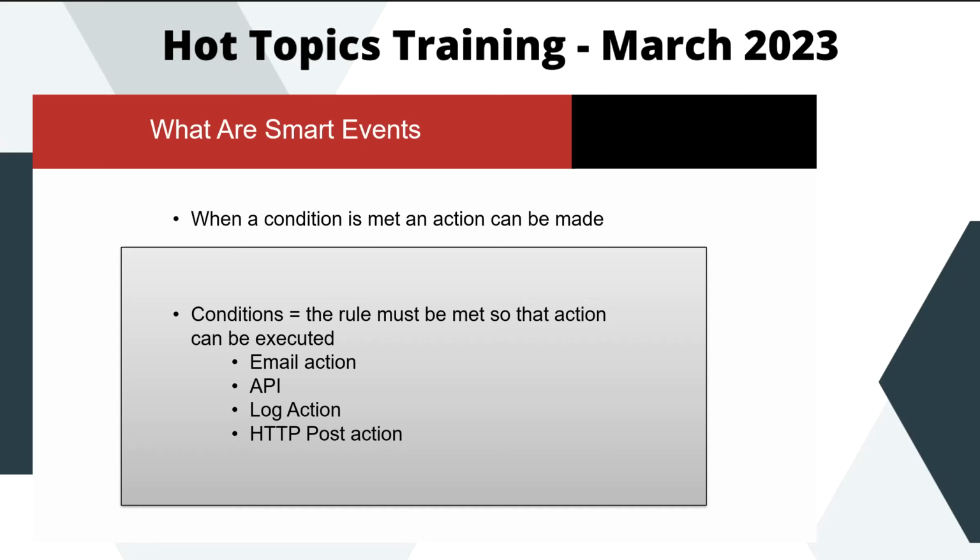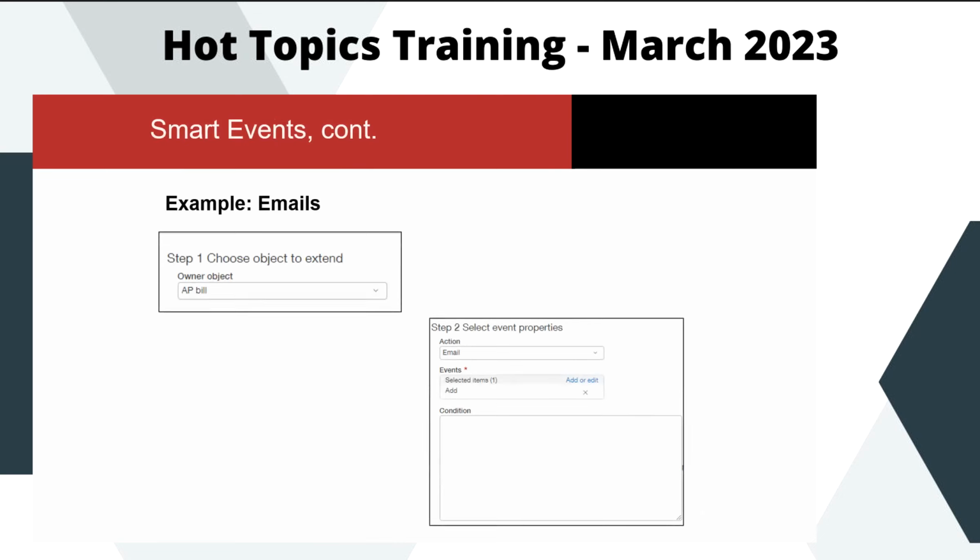One of the smart events that you can set up is for an email to be sent whenever a condition is met. Within that, you will need to know that email option. As well as within the smart rules that I went over, we'll choose our AP bill. And within that AP bill, you can have the action of an email sent out to the parties that are needed. So you can see under step 2, that action will be to go out in an email when that event is added.